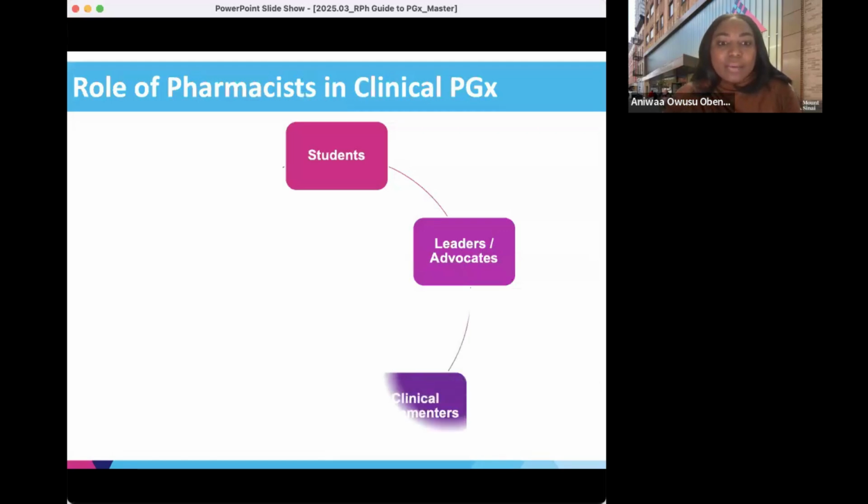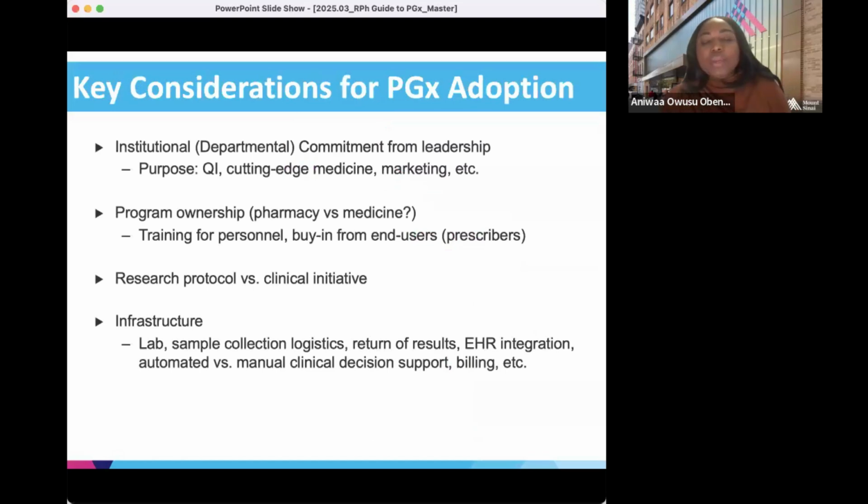So the other role that I want to highlight is that we need to become clinical implementers. Not only should we be leaders and advocates for our patients, but we need to find ways to implement them into our clinical settings. So how do we do this, and what are some key considerations?